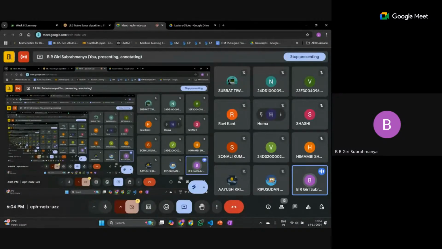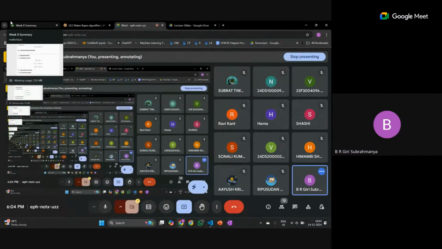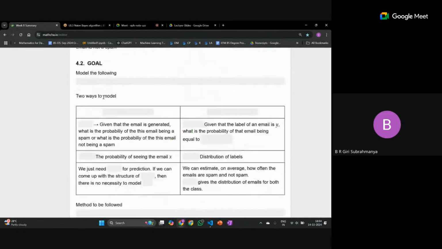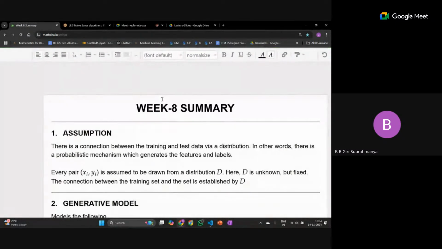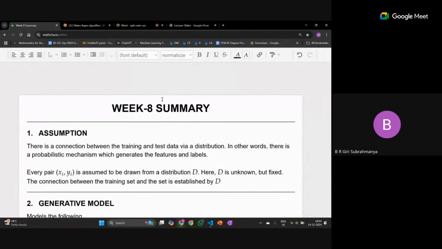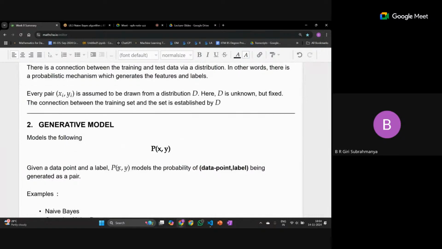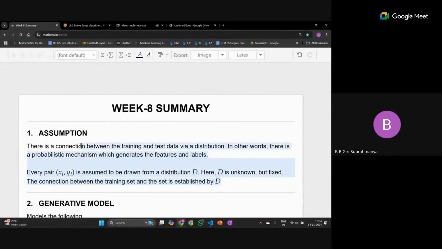Okay. We'll start. So week 8 is about generative models. Before starting, the assumption for this week is like this. We have training data and test data. For developing a reasonable model, there should be some relationship between the training data and test data.